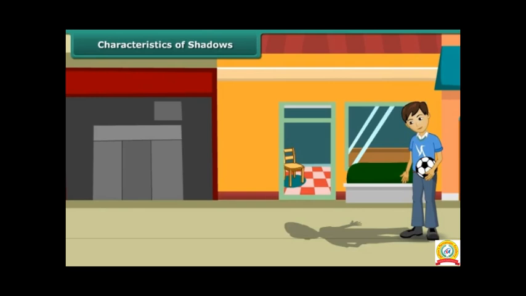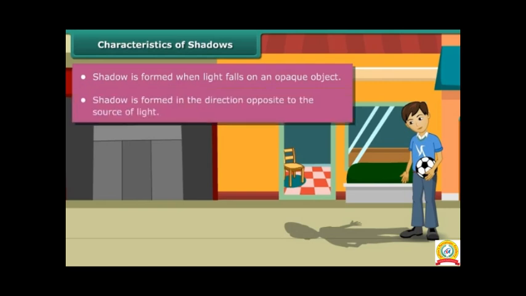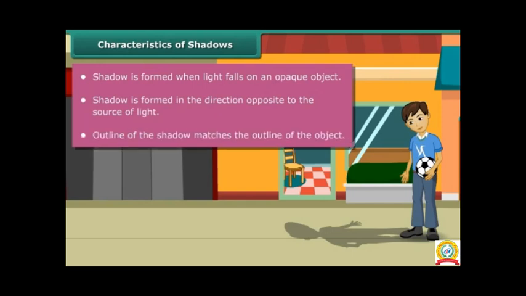You just learned some interesting facts about shadows. Let us list the important characteristics of shadows. Shadow is formed when light falls on an opaque object. Shadow is formed in the direction opposite to the source of light. Outline of the shadow matches the outline of the object.